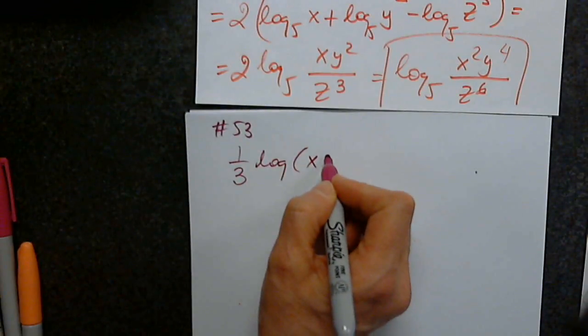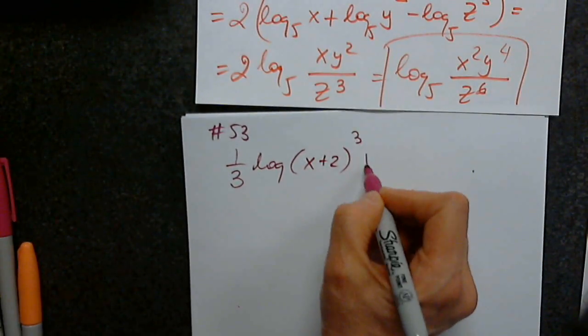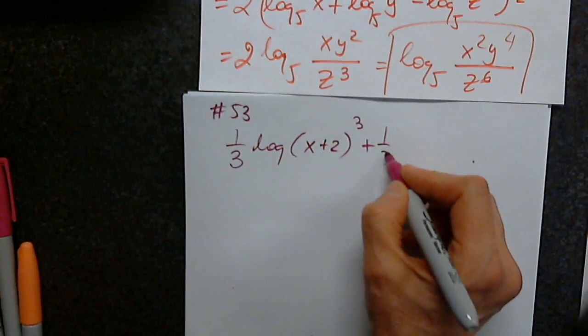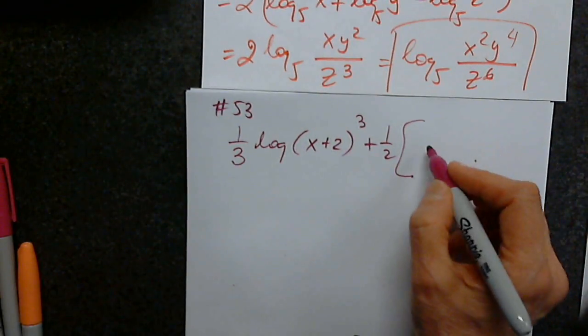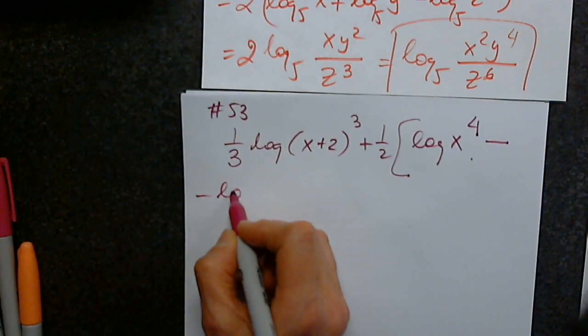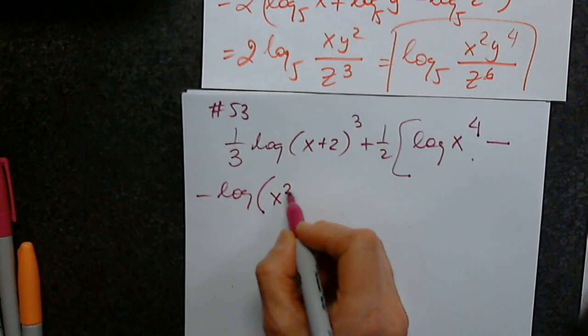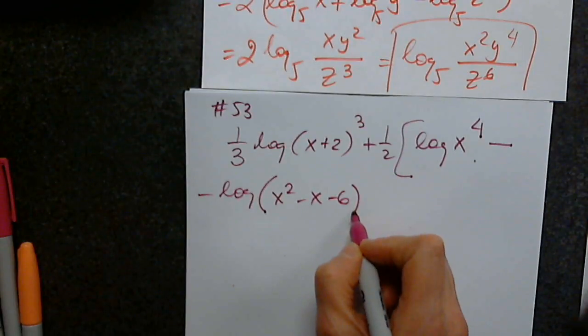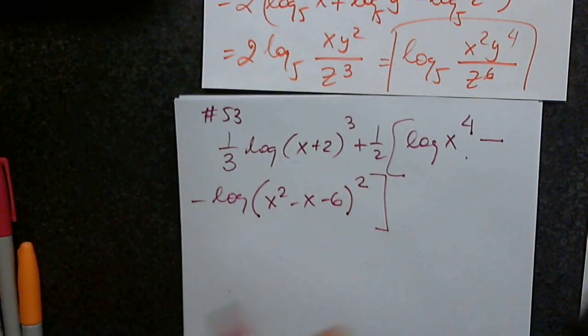1/3 log x plus 2 to the 3rd plus 1/2 bracket log x to the 4th minus log parentheses x squared minus x minus 6 squared, close the bracket.